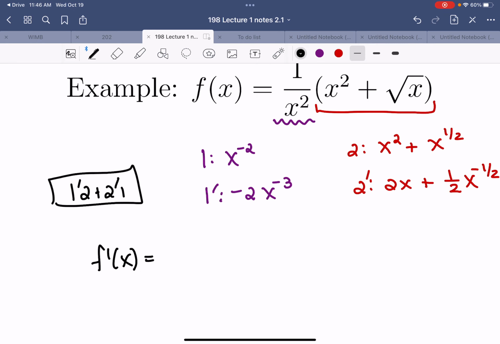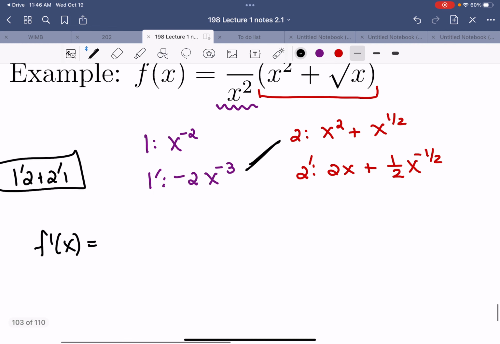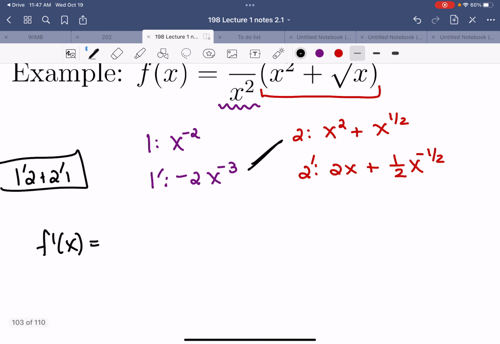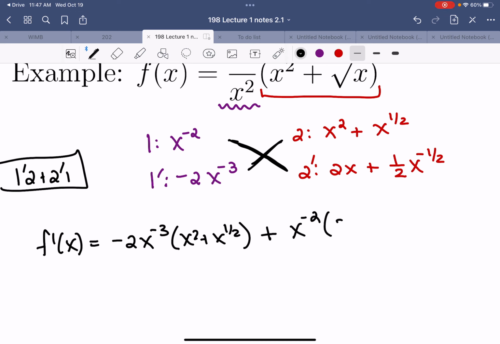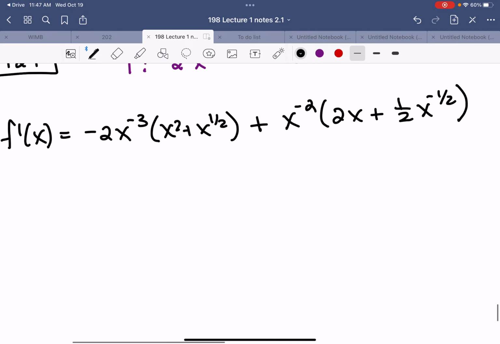So I'm taking 1 prime 2, that's these two. So I have negative 2 x to the negative 3 times x squared plus x to the 1/2. Plus, then I have these two multiplied together. So that's x to the negative 2 times 2x plus 1/2 x to the minus 1/2. All right, now this looks messy, but we're going to clean it up. So we're going to distribute here.